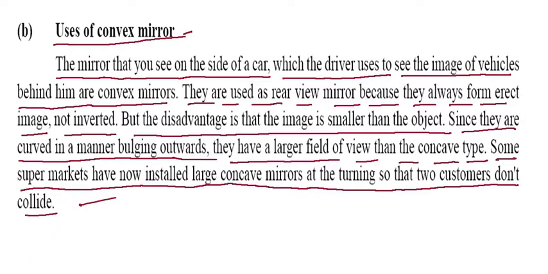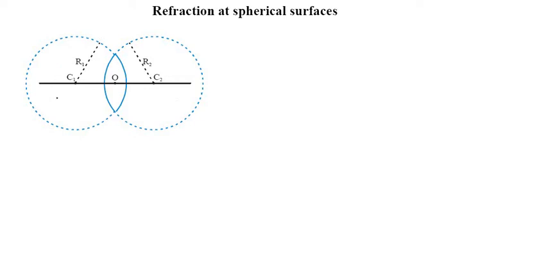What are lenses? This is a lens, in which two spherical balls are combined. You can see these two spherical balls. Its center of curvature is C1, the other center of curvature is C2, and the radii of curvature are R1 and R2. They are combined together and form that type of lens, and that is the convex lens. It is called a convex lens.